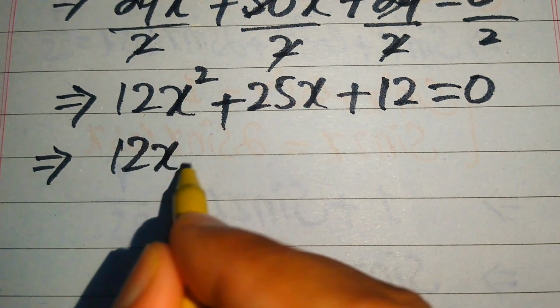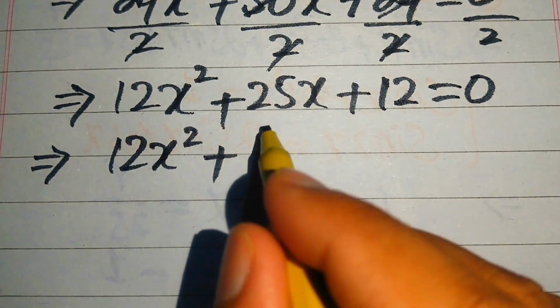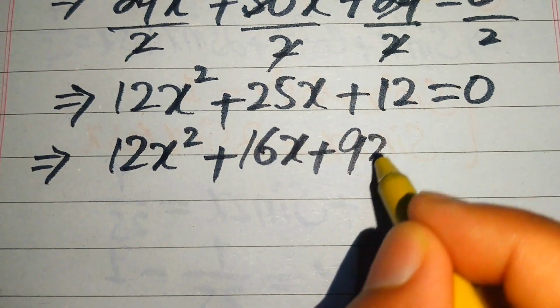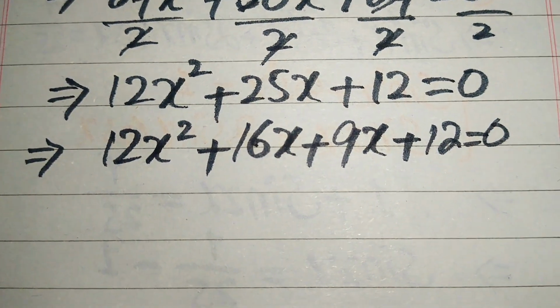So here we use the factorization technique to solve this problem, and for this first we break its middle term, and it will be written as 12 times x square, plus we write this 25x as 16x plus 9x, and plus 12 is equal to 0.